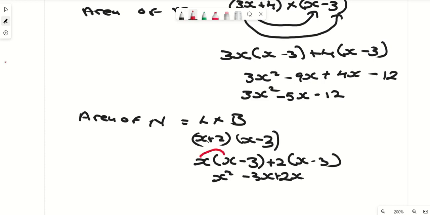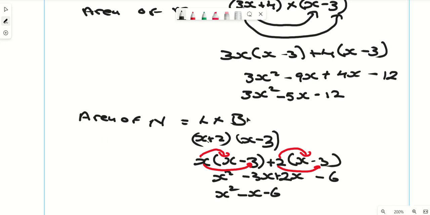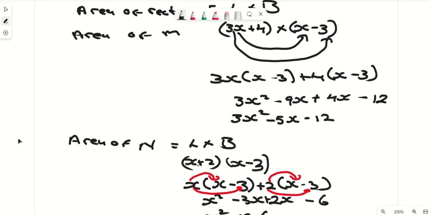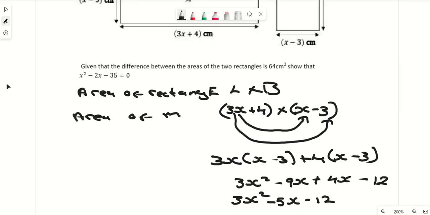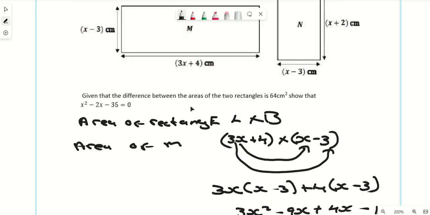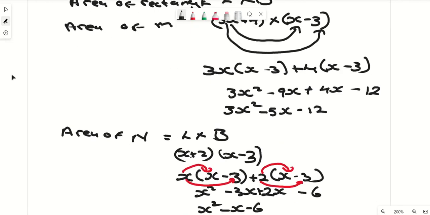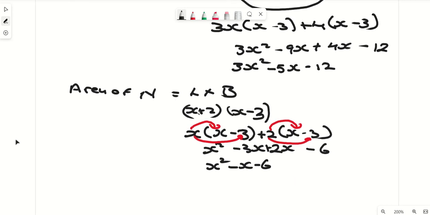So I said x by x, and then x by minus 3, and then 2 by x, and then 2 by minus 3. 2 by minus 3, 3 2s is 6, so it's going to be minus 6. So it's x squared minus x minus 6. Right? So we know that the area of M is this and the area of N is this. Now, as I said, we found the area of M and N. They said the difference between the two areas of the rectangles is 64. So when we subtract the area of N from the area of M, you're supposed to get 64.